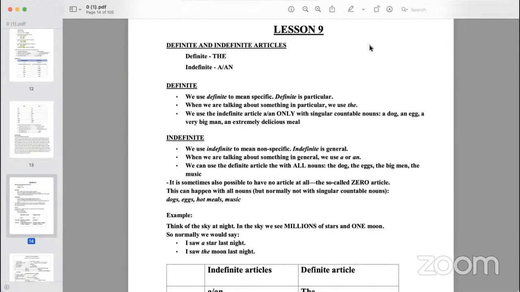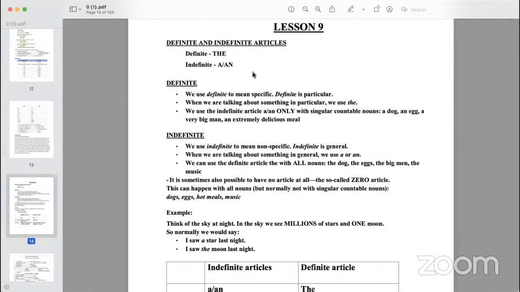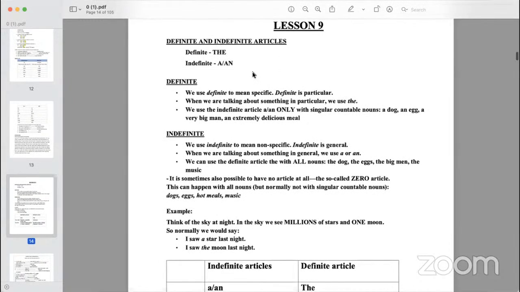So we're on lesson 9 now. We're going to be doing definite and indefinite articles today in lesson 9. This one is a little bit, I don't want to use the word tricky, but it can be a bit challenging for some students. So I will take it slowly. And if you need any further explanation, just raise your hand up and I'll be more than happy to help you out.